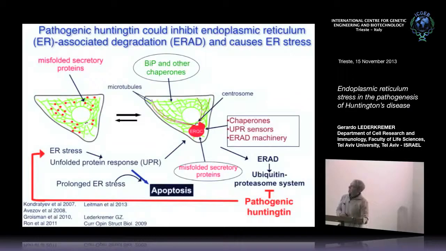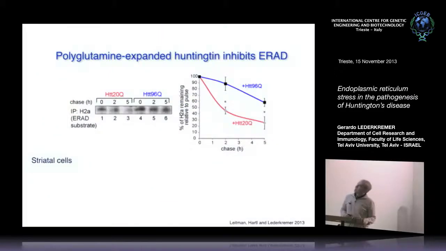So back to this scheme. Again, where would Huntingtin get in? It would inhibit ERAD and cause ER stress. And the question is, does it really inhibit ERAD? And this we checked. Again, we're looking at our model ERAD substrate, the H2A, now by pulse chase analysis.